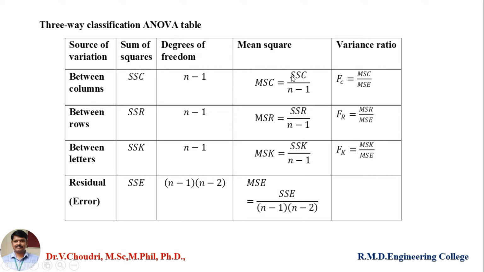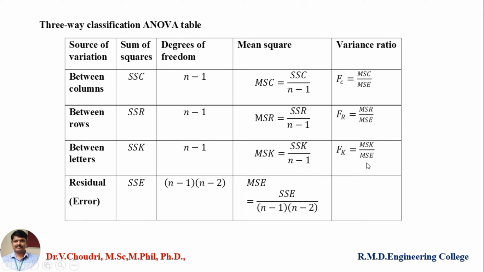Mean square of columns, SSC divided by n minus 1. Mean square of rows, SSR divided by n minus 1. So first divided by second. For MSK, mean square of treatment, SSK divided by n minus 1, first divided by second. In the same way MSE, first divided by second. Okay. So the variation ratio for column, MSC divided by MSE. Variation ratio for rows, MSR divided by MSE. Variation ratio for treatment, MSK divided by MSE.